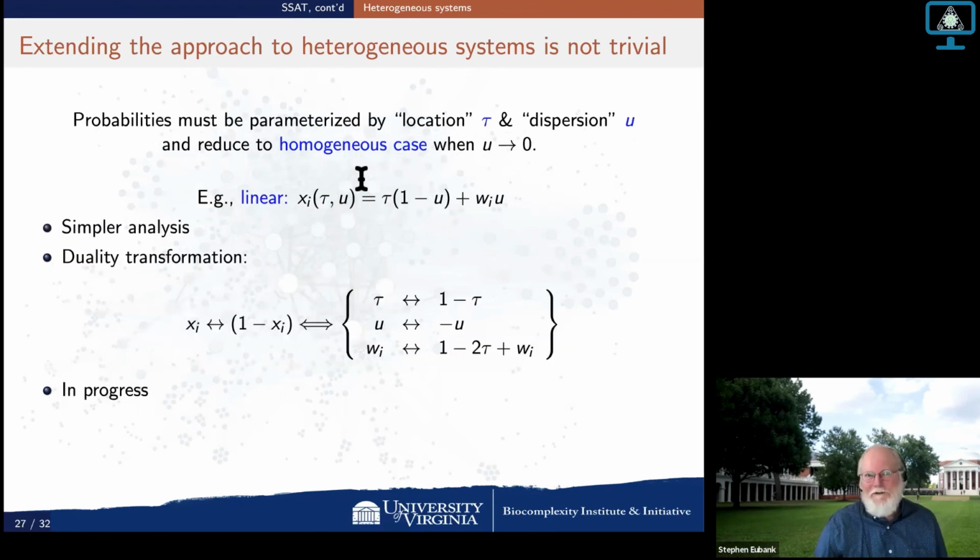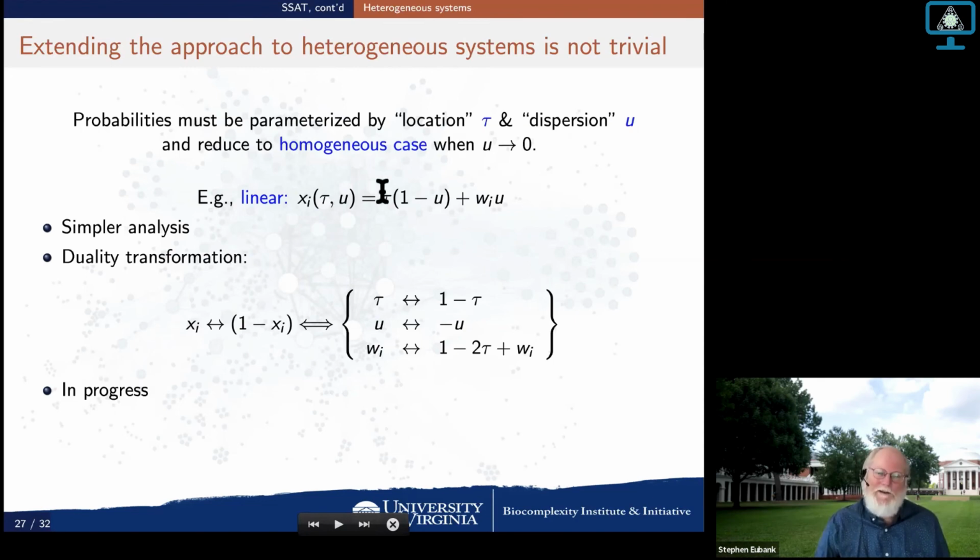So another possible parameterization, which is obvious in hindsight but not as obvious when you start working on it, is just a linear parameterization. You can think of this as there's some mean transmissibility, and then there's a range around that that the weights are all sitting in. It's a somewhat simpler analysis, but I just haven't finished with it yet.